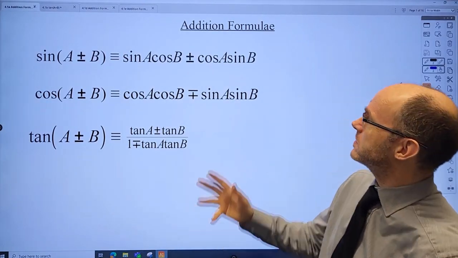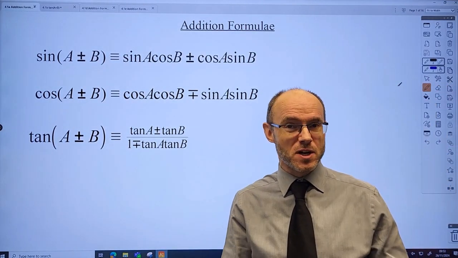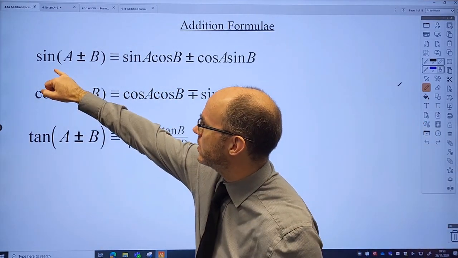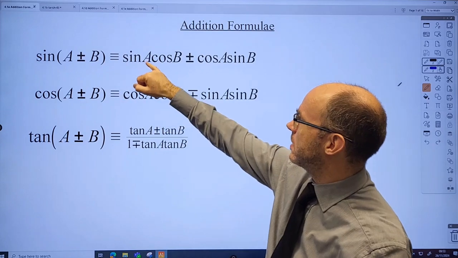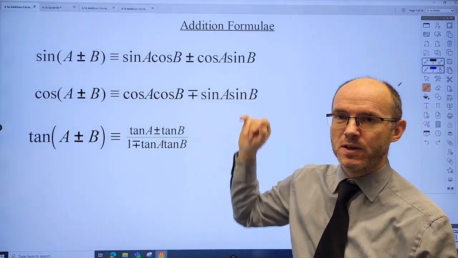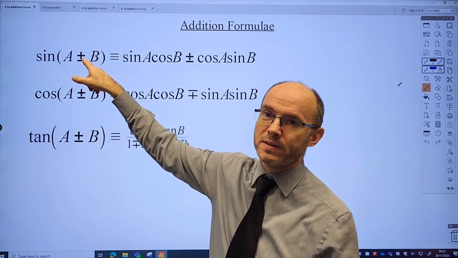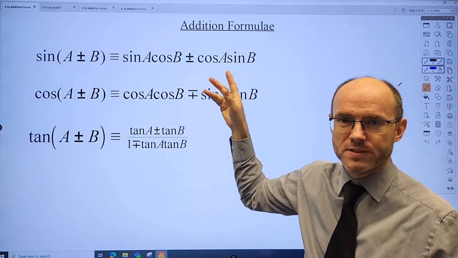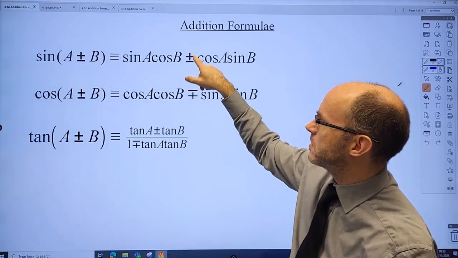Today I'm going to talk about some addition formulae, give you some examples and show you how they're used. These addition formulae are so called because sin(A+B) is sin A cos B plus cos A sin B, or sin(A−B) is sin A cos B minus cos A sin B. So that's how the plus minus works.